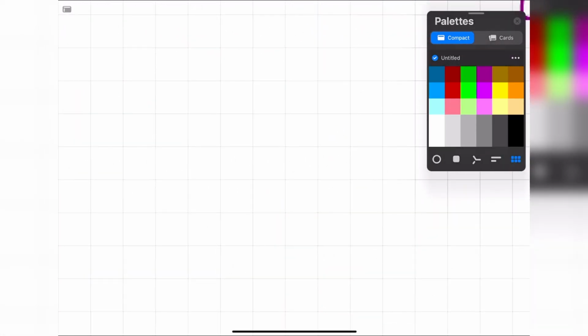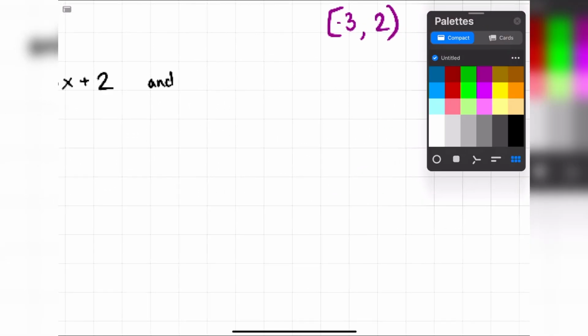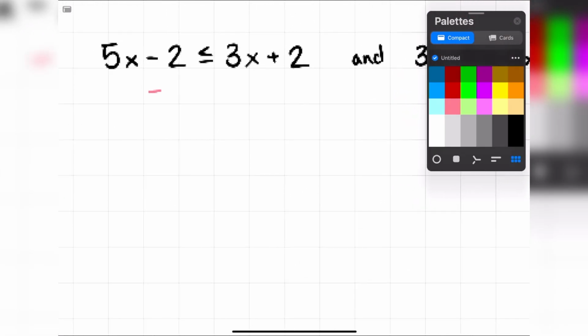Next one, we'll move over here. Next one is going to be 5x minus 2 is less than or equal to 3x plus 2, and it has to satisfy that one, and it also has to satisfy 3x minus 4 is greater than or equal to 2x plus 1. So let's solve one first. We can add 2 to this side, add 2 here. That cancels this guy out.